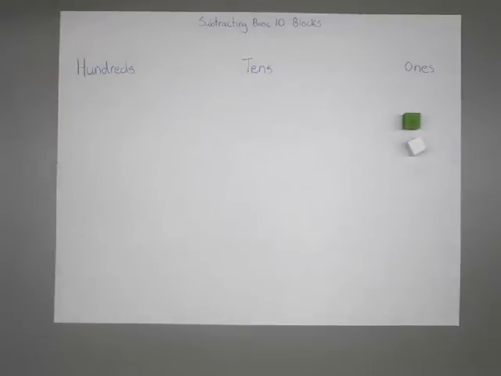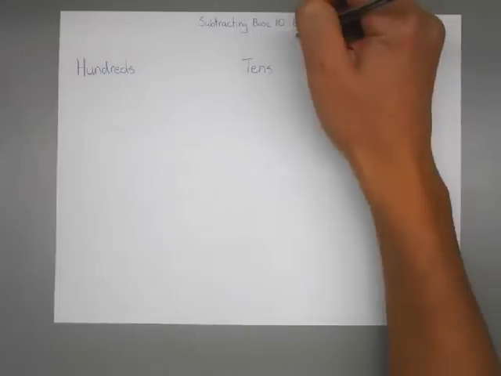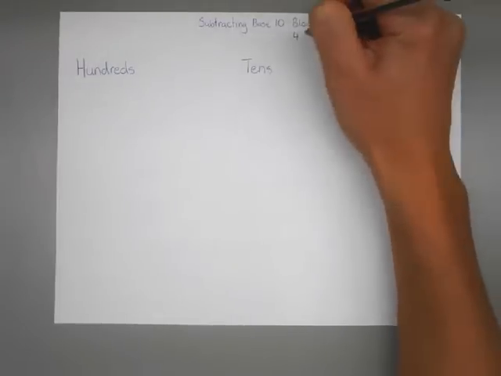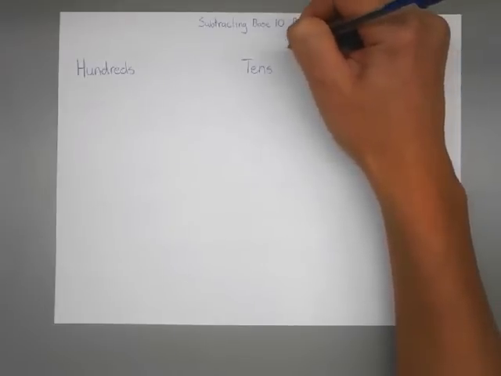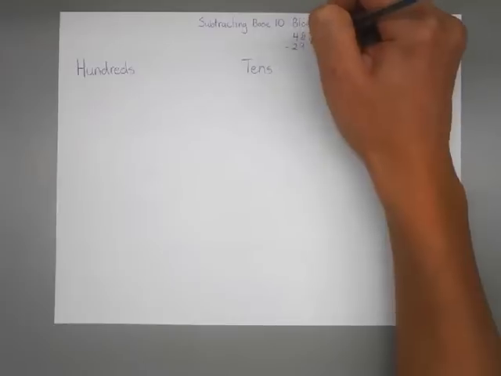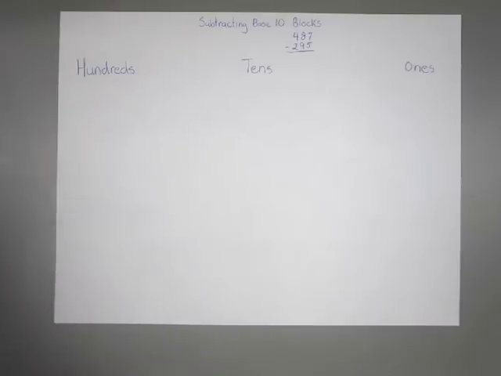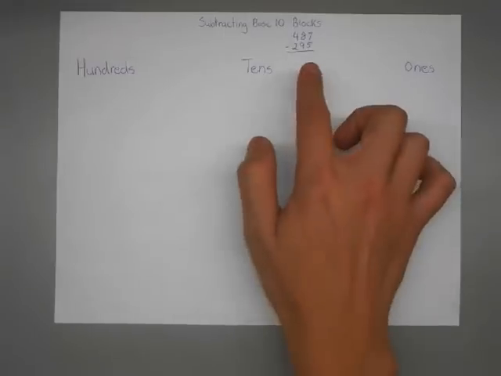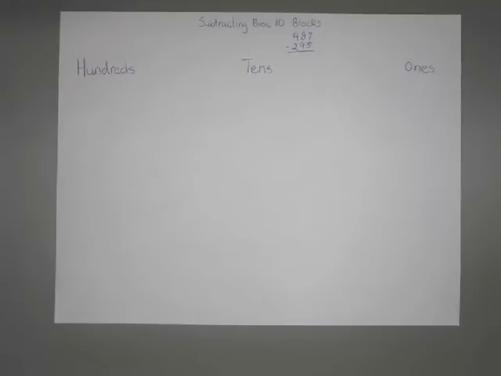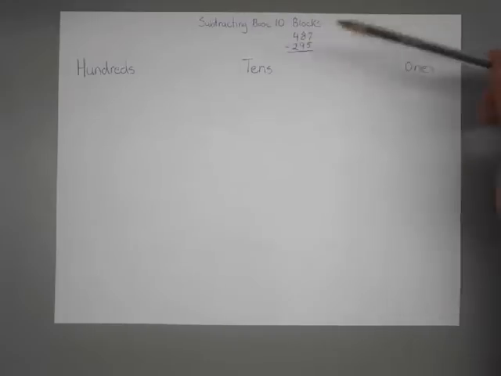So how do we use this when we're subtracting? First, we need a number or an equation. Let's say we had the equation 487 take away 295. As we know, in subtraction we're trying to find the difference, the number that has been taken away. We always start with the top number, 487, and we're going to be removing, or subtracting, 295.